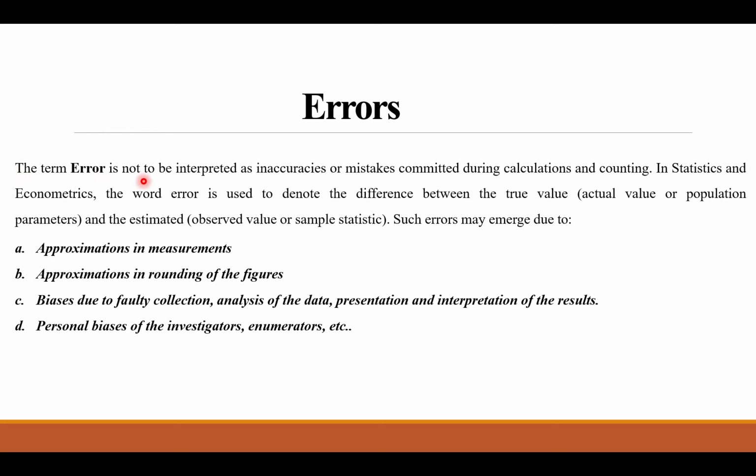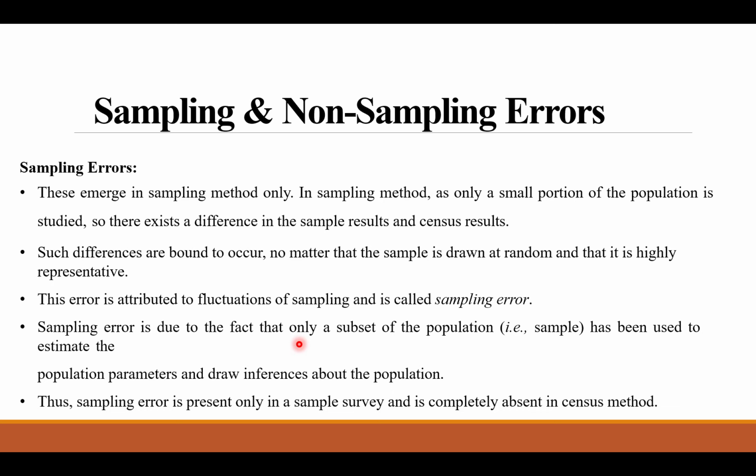So it also involves some errors. In general, the term error is not to be interpreted as inaccuracy or mistakes committed during a calculation or counting. In statistics and econometrics, the word error is used to denote the difference between the true value and the estimated value. Such error may emerge due to approximation in measurement, approximation in rounding of figures, biases due to faulty collection, analysis of the data, presentation and interpretation of the result, then personal biases of the investigator or enumerators, etc.